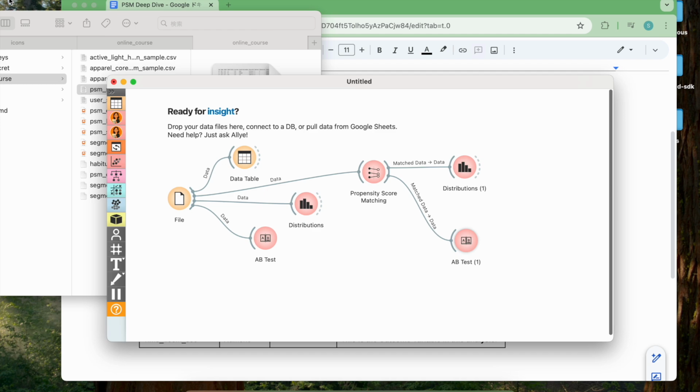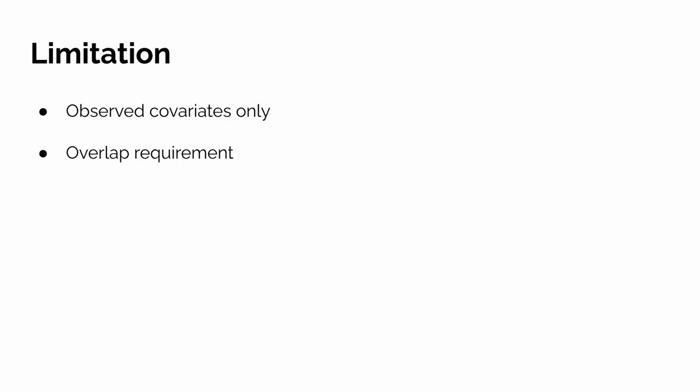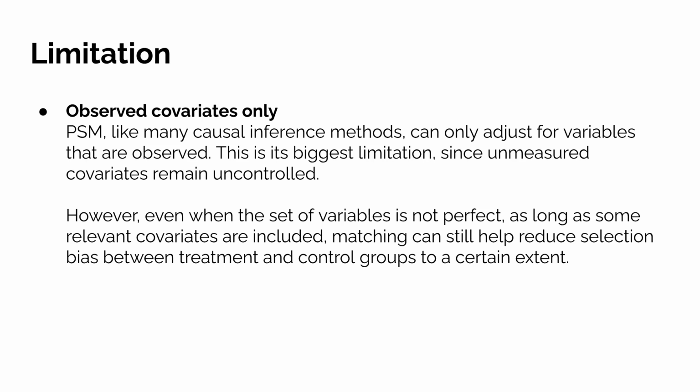That's it for the demonstration. PSM is a very powerful method, but still, it's not a magic wand. There are two key limitations to keep in mind when using PSM: observed covariates only and the overlap requirement. PSM, like many causal inference methods, can only adjust for variables that are observed. This is its biggest limitation, since unmeasured covariates remain uncontrolled. However, even when the set of variables is not perfect, as long as some relevant covariates are included, matching can still help reduce selection bias between treatment and control groups to a certain extent.